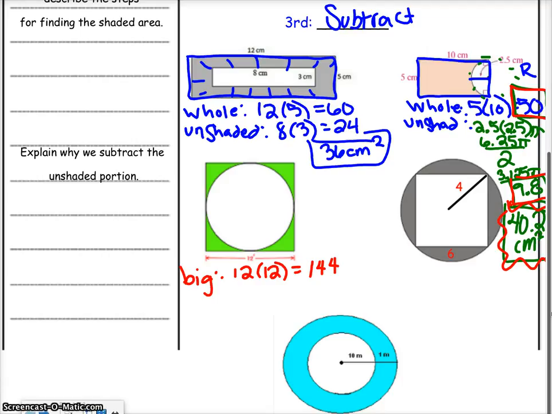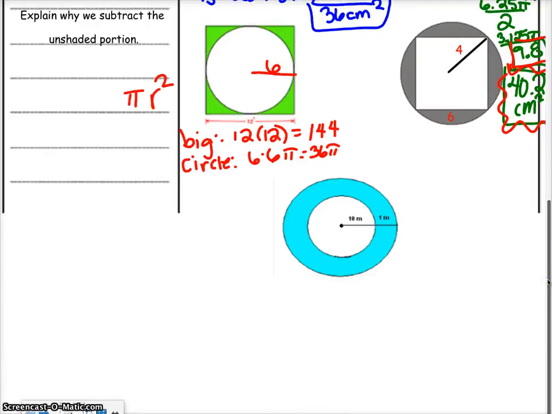Now my circle, or the small, I need an area, so area is pi r squared. So I need r. If all of this is 12, then r is 6. So it's 6 times 6 pi, 36 pi. 36 times 3.14 is 113.04. So my total area, you subtract this, take away this.